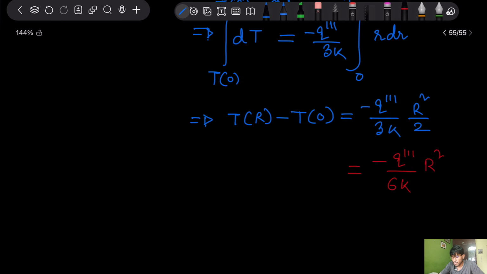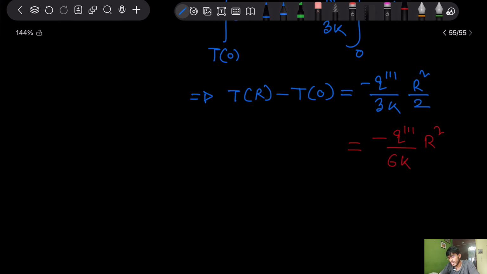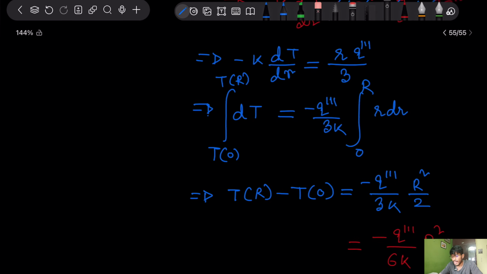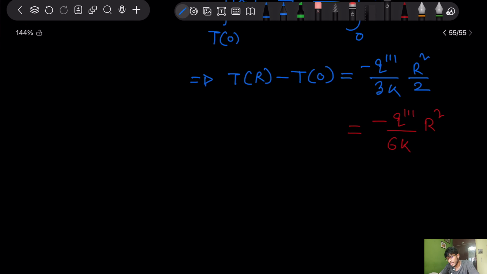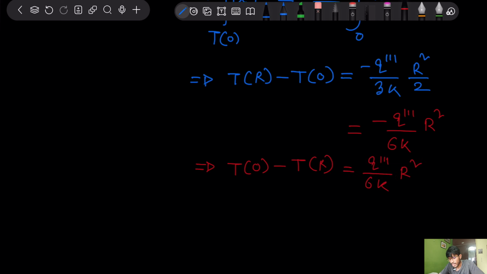Okay. So you see that here there is a negative sign, and can you tell me that if there is a heat generation, that is, this value of q triple prime is positive, then which temperature should be more, center temperature or surface temperature? That is the center temperature, right? So that means this equation is mathematically correct, because if I invert this equation, then this becomes positive, and this directly is telling me that center temperature is greater than surface temperature.